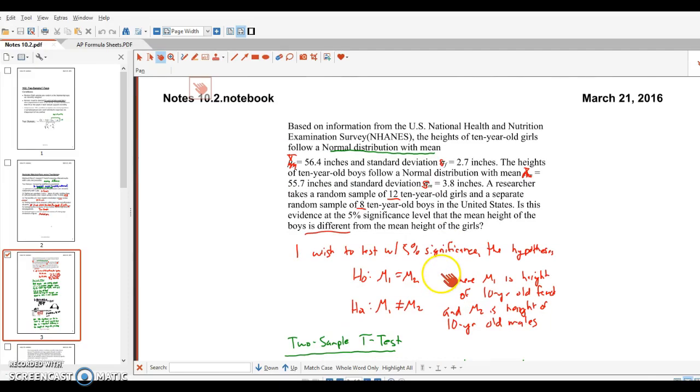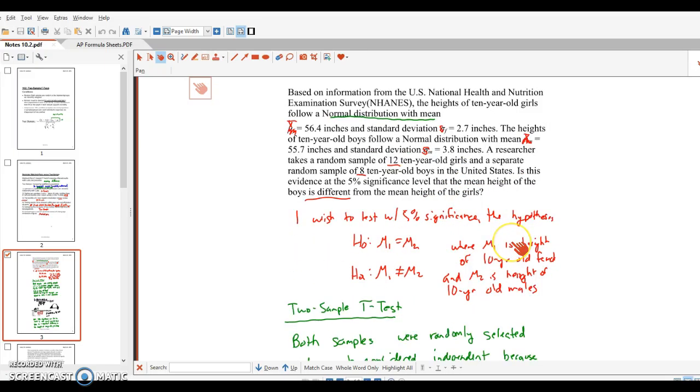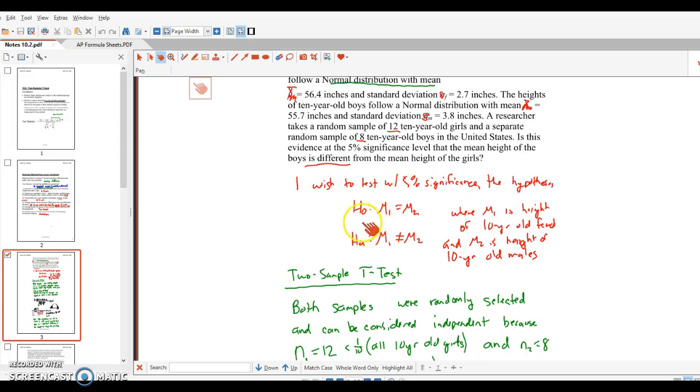Okay, so first example all the way through. We have information about some heights of 10-year-old girls and boys, the mean and standard deviation from the sample given. And we want to know if that gives us evidence that there is a significant difference in the height of boys versus girls at this age. So I wish to test at 5% significance the hypotheses that the null where mu1 is equal to mu2 versus the alternative that mu1 is not equal to mu2 because it just says is different.